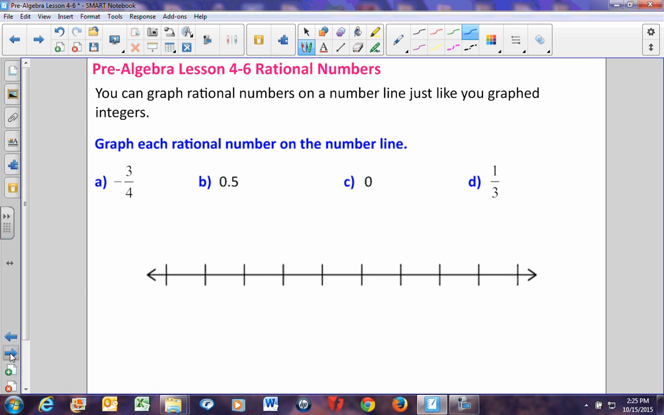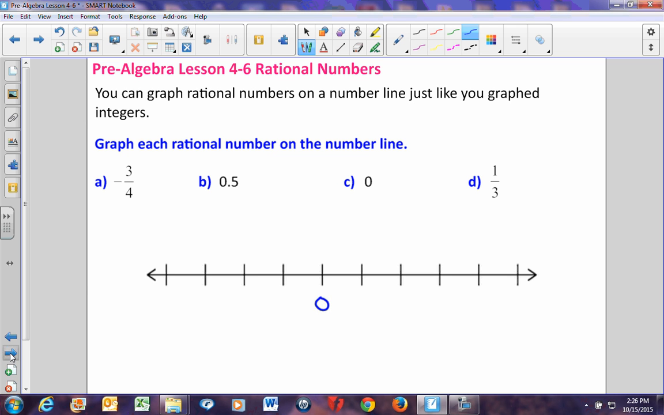Now, you can graph rational numbers on a number line just like you graph integers. The thing that you have to pay attention to is you have to learn how to label your number line. I am supposed to graph negative 3/4, 0.5, which is 1/2, 0, and 1/3. Okay? So if I'm looking at this, I'm like, how do I want to label my number line? I'm going to put this as being 0. I don't think I want to graph by ones.